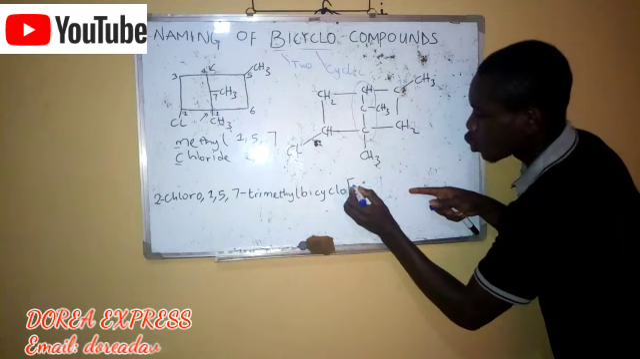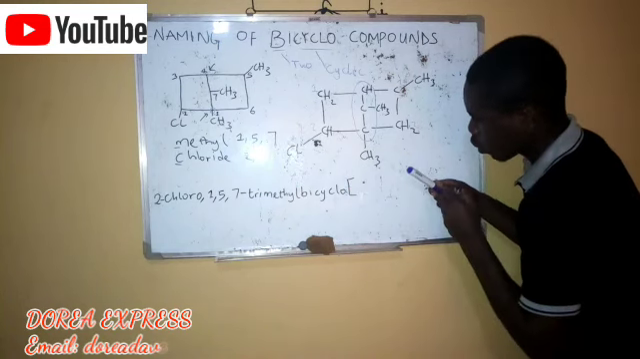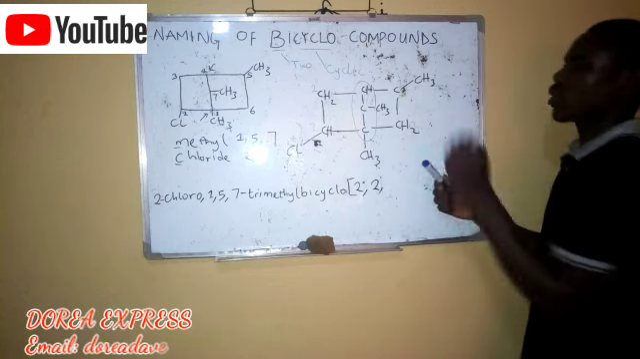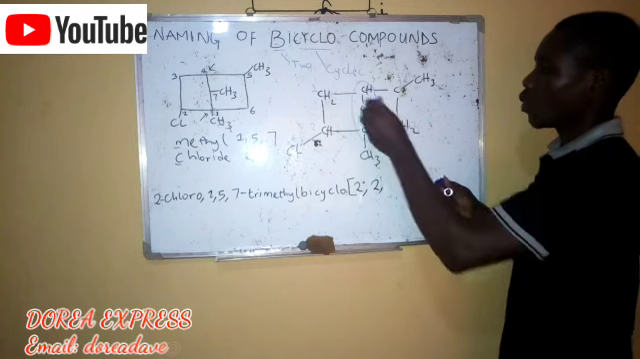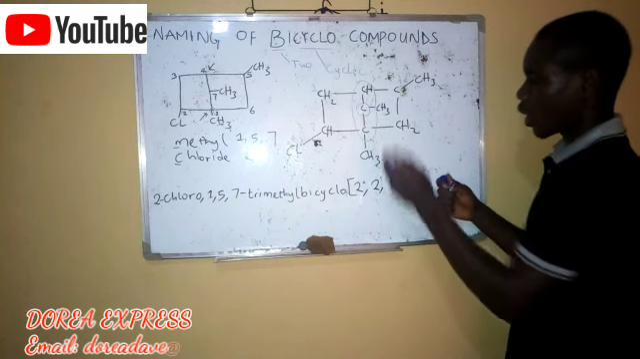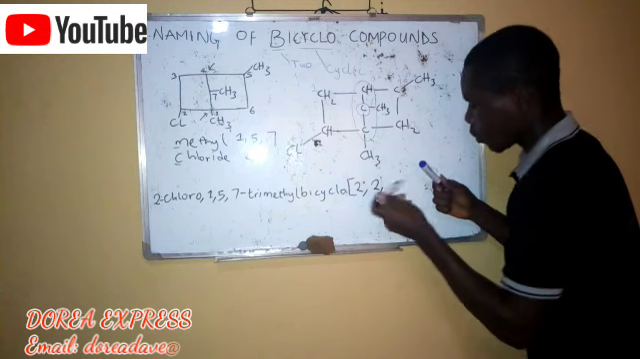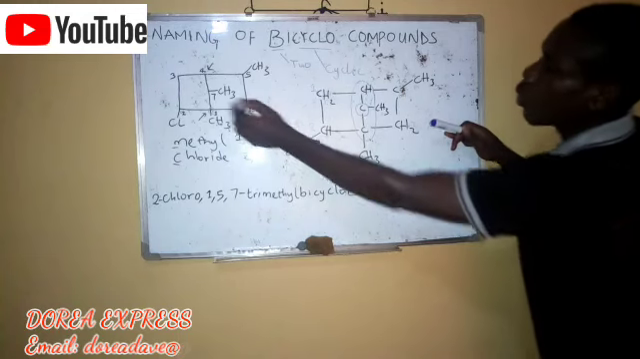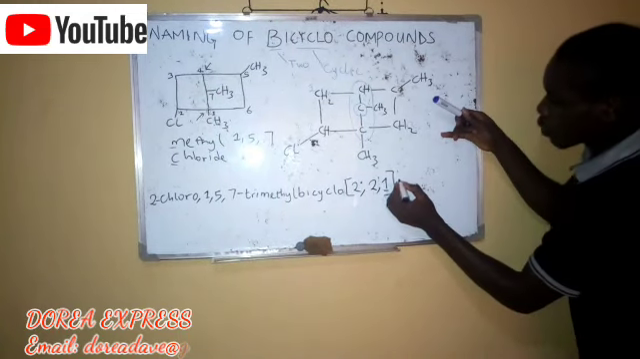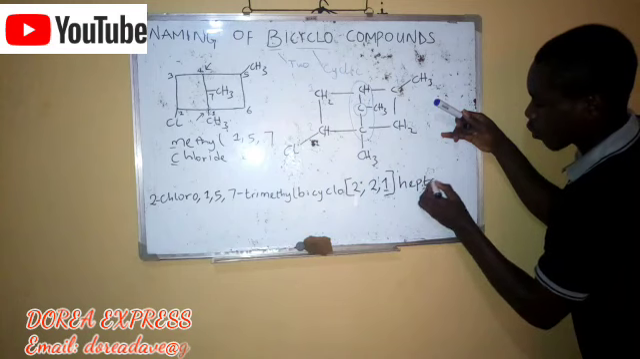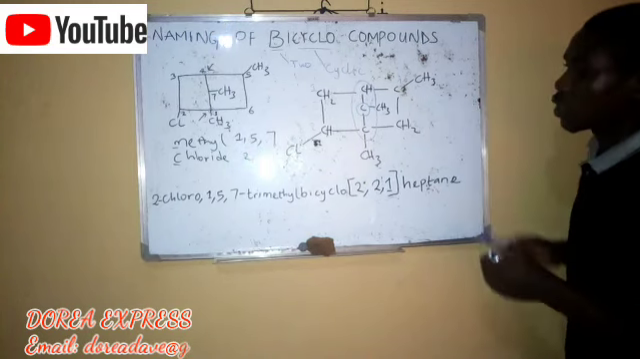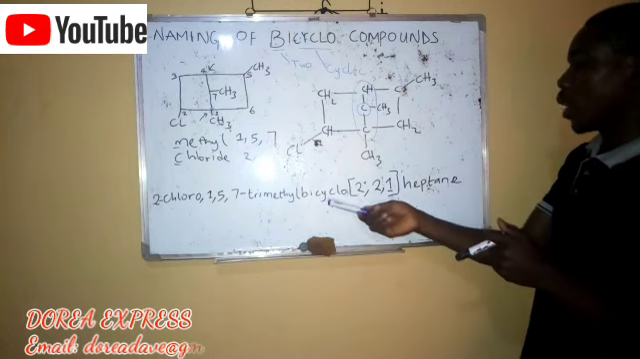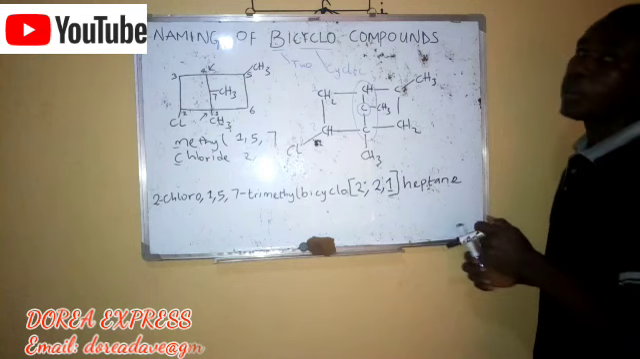So it will now be 2, 2. Then let's look at the head bridge. Is there any carbon? We have a carbon here. It will now be 2,2,1. Then we look at how many carbons we have generally. 7. 7 is hept, so it will be heptane. So the name of this compound is 2-chloro-1,5,7-trimethylbicyclo[2.2.1]heptane.